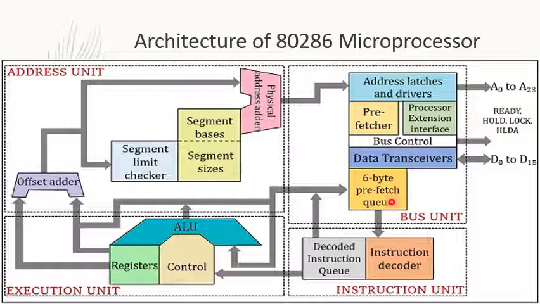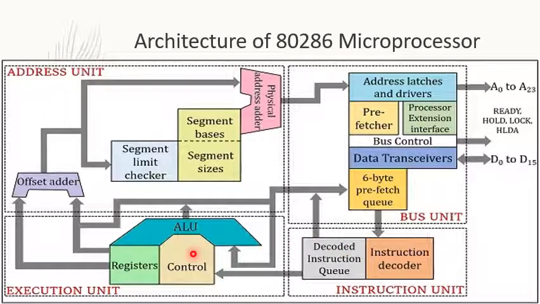Next, we will discuss about the instruction unit. The 6-byte prefetch queue forwards the instruction sequence to the instruction unit. The instruction unit receives instructions from the prefetch queue and an instruction decoder decodes them one by one. The decoded instructions are latched onto the decoded instruction queue. The instruction unit decodes a maximum of 3 prefetched instructions and loads them into the decoded instruction queue for execution by the execution unit.